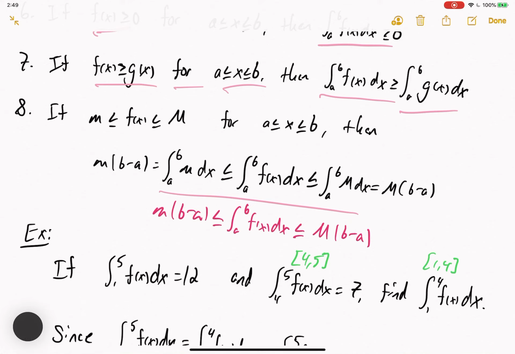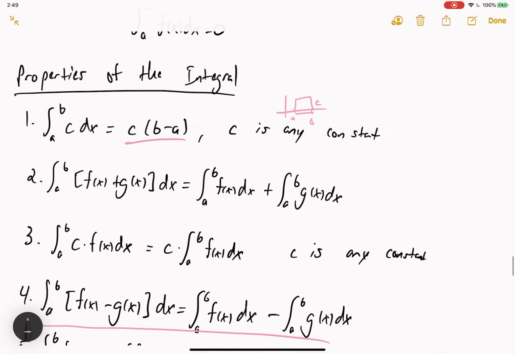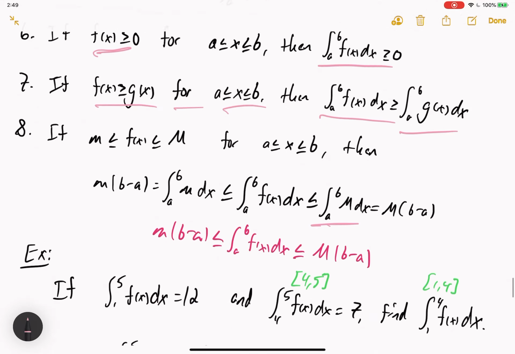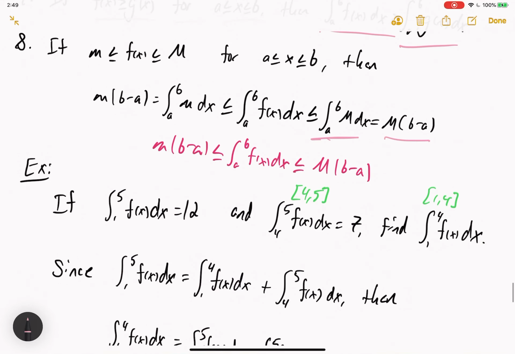And then lastly, these integrals right here, the integral from a to b of m dx. We already said what those are whenever those are constants. So instead of c, it would be equal to m or capital M. And that's how we get capital M times b minus a, and little m times b minus a.